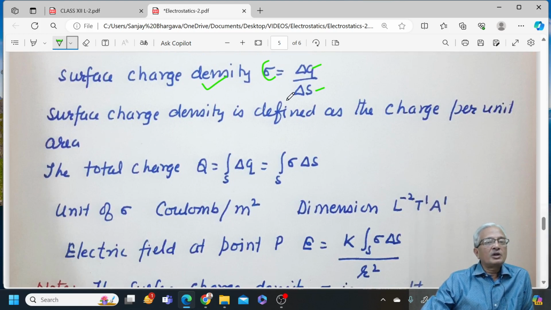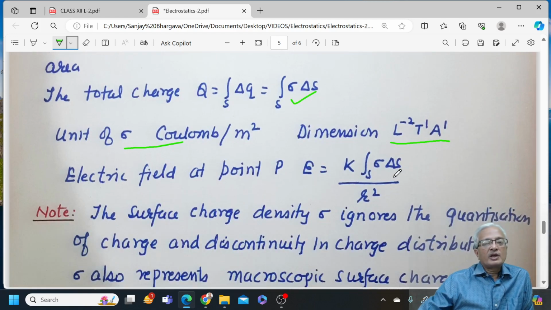How do we calculate total charge? It would be once again by the surface integration of delta Q, and it would be the surface integration of sigma times delta S. What would be the unit of sigma? It would be coulomb per meter square. And what are the dimensions? L power minus 2 T power 1 ampere power 1. How do we calculate the electric field at point P? It is K times the total charge upon R square. So K, total charge given by the surface integration of sigma times delta S, divided by R square.